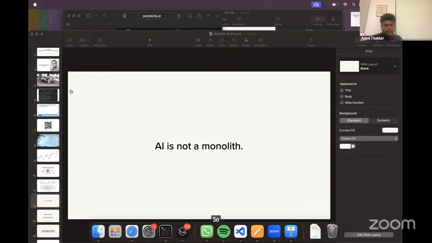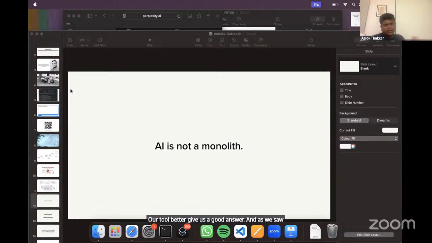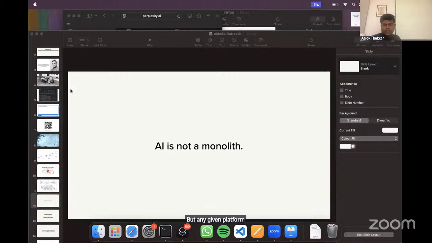So I would say the responsibility entirely lies with us, which is why it's so difficult. We would think that our tool better give us a good answer. And as we saw in the counting case, it fails. And I see a question in the chat: is AI a tool? No, AI is a bunch of tools, but any given platform or application you're using is its own one specific tool.